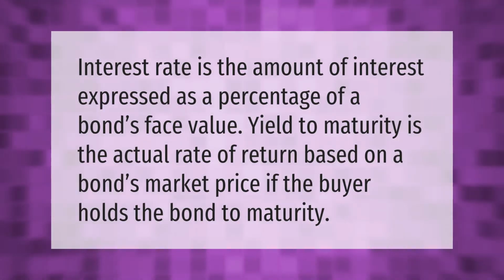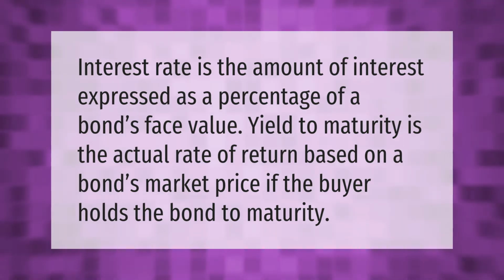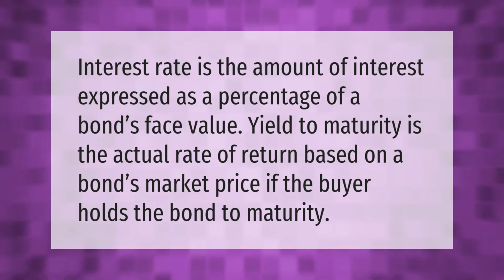Interest rate is the amount of interest expressed as a percentage of a bond's face value. Yield to maturity is the actual rate of return based on a bond's market price if the buyer holds the bond to maturity.